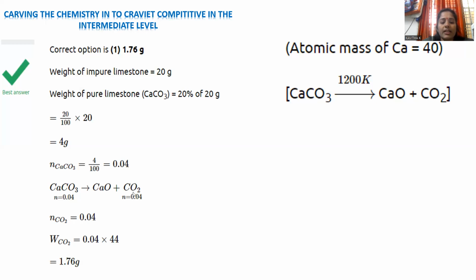Fine. So in the decomposition of calcium carbonate, we have two products: one is calcium oxide, another is carbon dioxide. So the number of moles of calcium carbonate is 0.04, and an equal number of moles of carbon dioxide will be produced here. That's why n is equal to 0.04 for carbon dioxide as well. It is obvious to convert this into the weight of carbon dioxide. Weight is equal to number of moles times molecular weight of carbon dioxide. Number of moles is 0.04, molecular weight is 44, so the weight of carbon dioxide is equal to 1.76 grams.